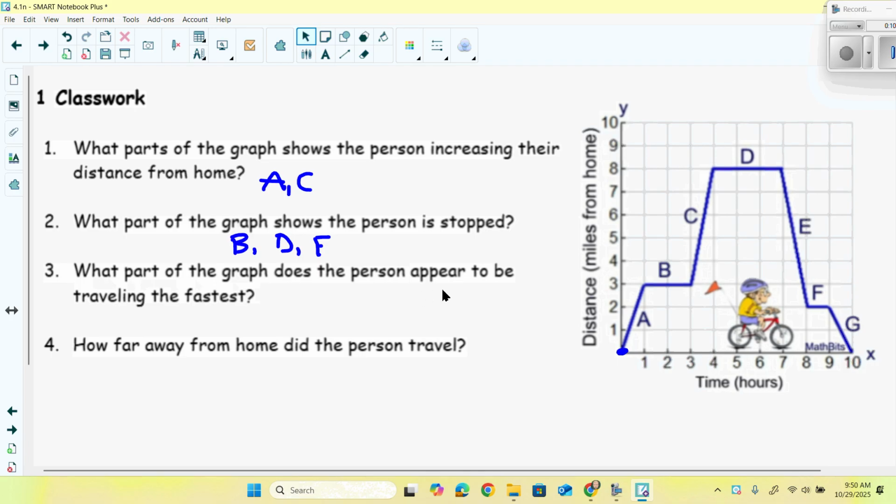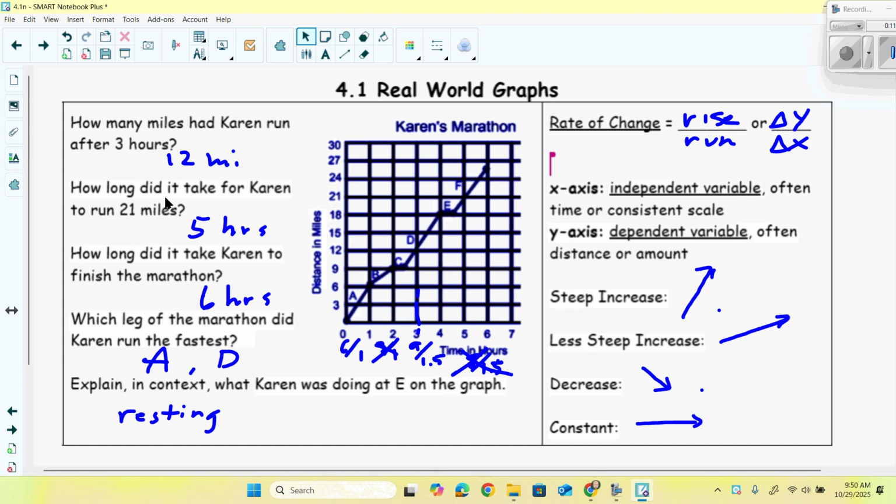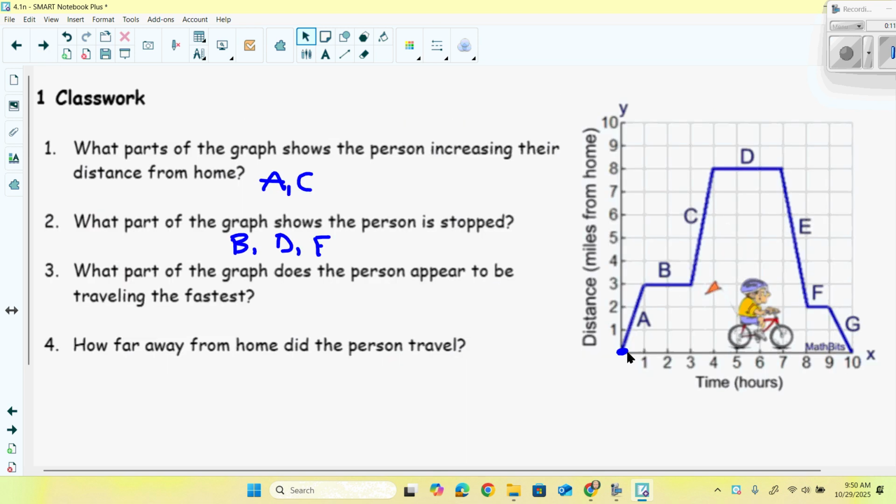What part of the graph does the person appear to be traveling the fastest? And this goes back to that previous problem. The fastest is going to be the steepest slope, so the greatest change in y divided by change in how long it takes. This first interval has a slope of 3 miles an hour. Then it's 0 miles an hour. Then it is 3 to 8. That's 5 miles in 1 hour, so that's 5 miles per hour.